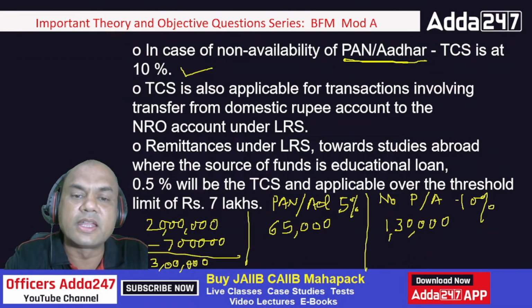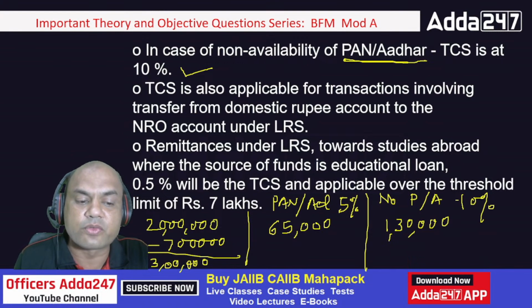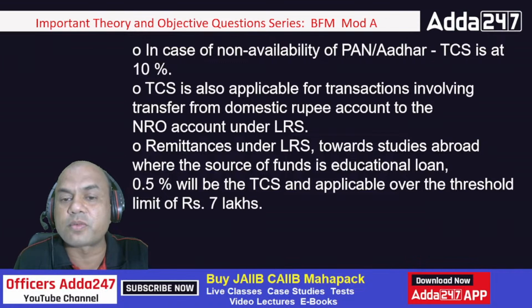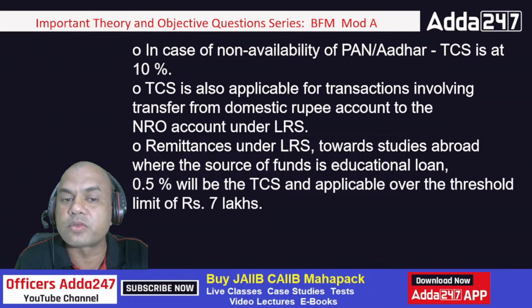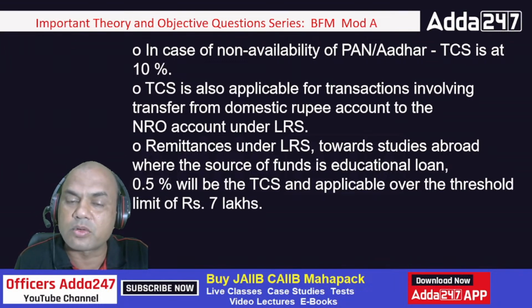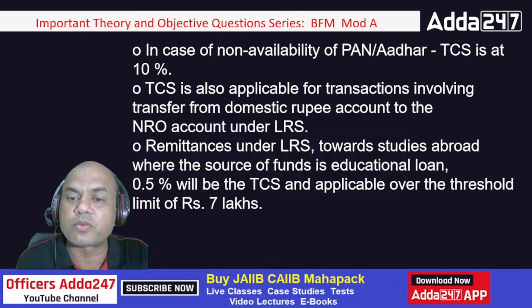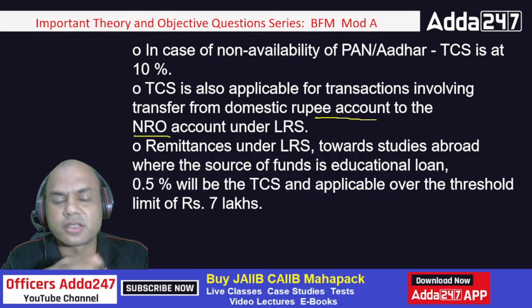Next one. TCS is also applicable for transactions involving transfer of domestic rupee account to the NRO under the LRS. So if I transfer it from rupee to NRO, then also it's applicable. Then why didn't they say that transfer of rupee to NRE? Suppose if I transfer rupee to NRE, so what will be the tax? Okay, just answer me this. Suppose there are two options.